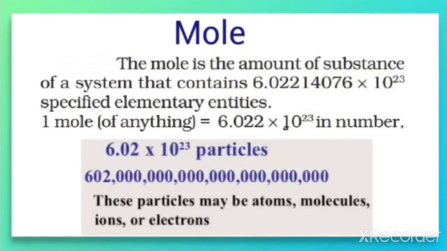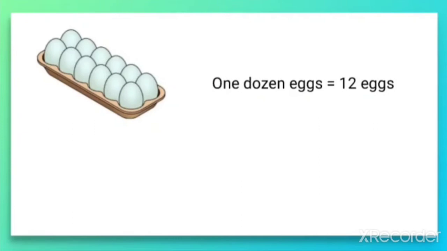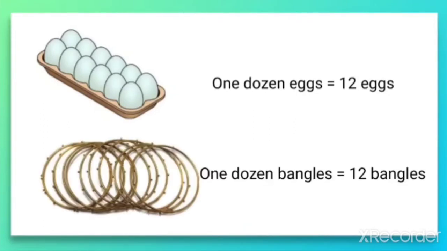Let us talk about a dozen. What do you mean by dozen? Dozen represents a number, that is 12. 1 dozen is equal to 12 in number. So if I say I want 1 dozen eggs, what it means is that I want 12 eggs. So here the number 12 represents a dozen. What if I ask for 1 dozen bangles? It means 12 bangles.